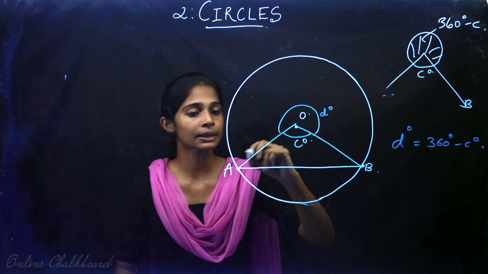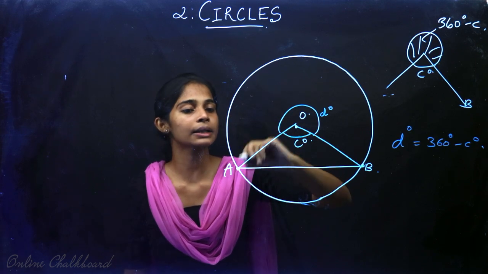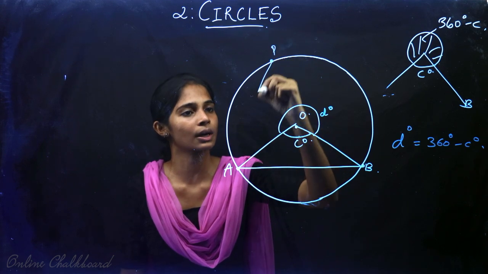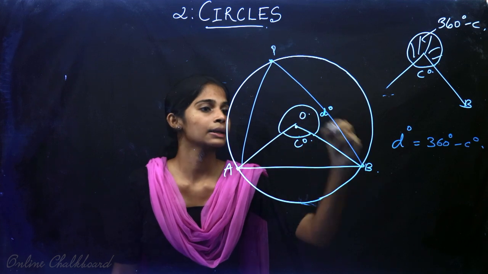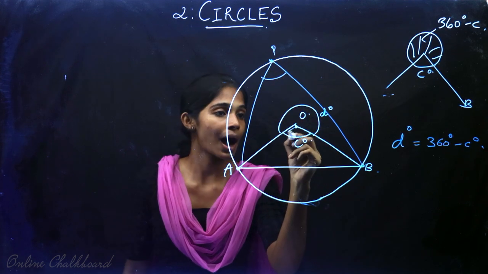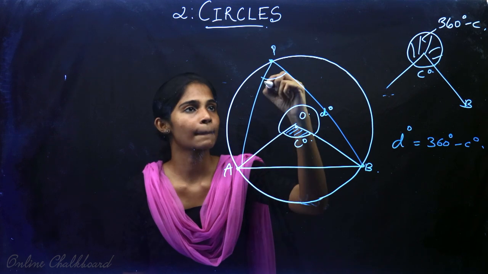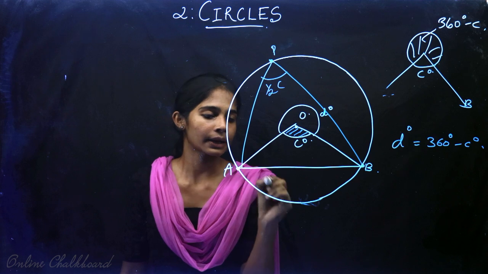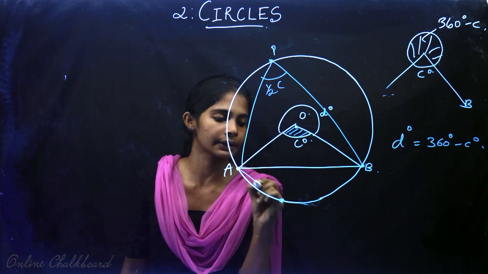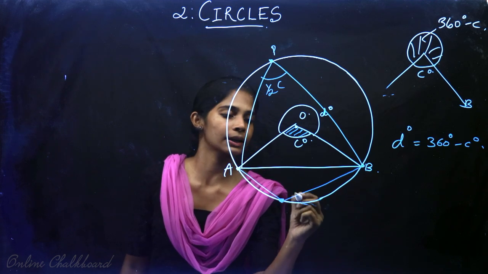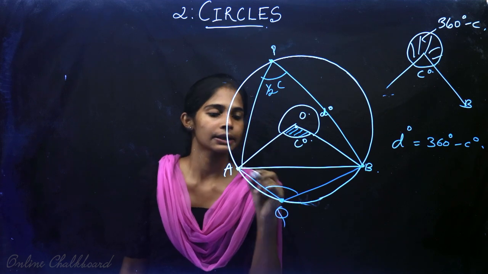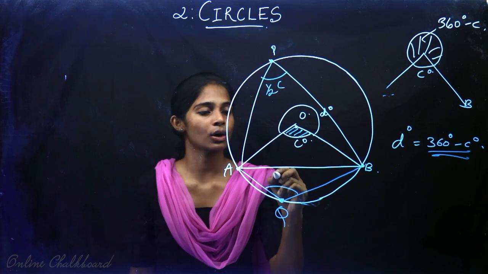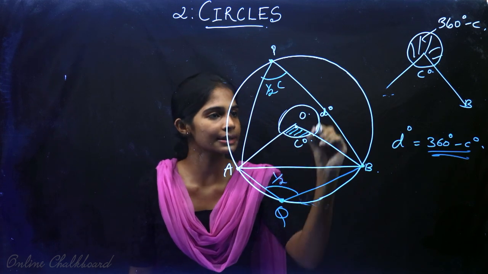Now this is C and this is D. This is A and B. Suppose I take a point on this larger arc and draw lines, then this angle will be half of C, the half of the angle formed at the center. And if I take a point on the smaller arc, then this angle will be half of 360 minus C, or we can say half of this angle D.